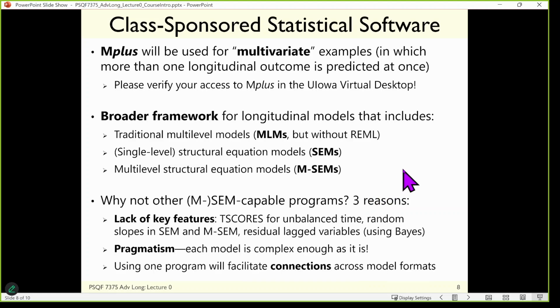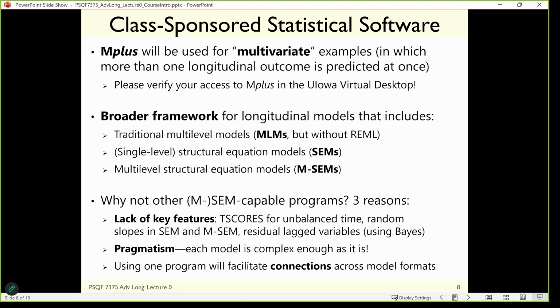Why not other SEM programs besides Mplus? There's three reasons. Lack of key features. One thing Mplus has is an option called T-scores, which in a structural equation model allows you to tell it when people were measured exactly. You don't have to have balanced time, in other words. We'll review that today. It also allows random slopes, both within traditional SEM and multilevel SEM, and it allows lagged variable analysis, like cross-lag panel model kinds of stuff, but amongst residuals done the proper way, and that uses Bayesian estimation, by the way.